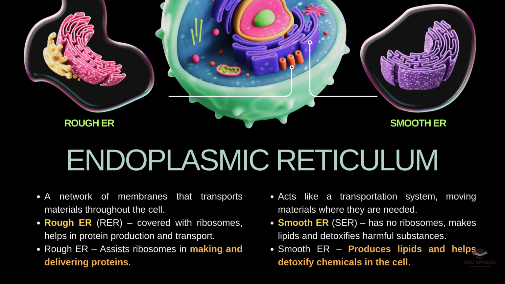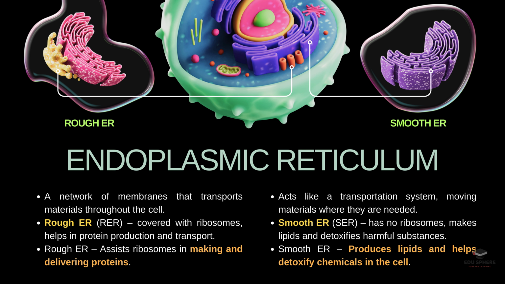Inside every cell, there's a busy transport system called the endoplasmic reticulum. It is a network of membranes which helps in the movement and production of vital molecules. As you can see, it comes in two forms. The rough endoplasmic reticulum is named for its rough appearance, due to the ribosomes attached to its surface. Its primary function is to assist in the production and transportation of proteins that are synthesized by these ribosomes.